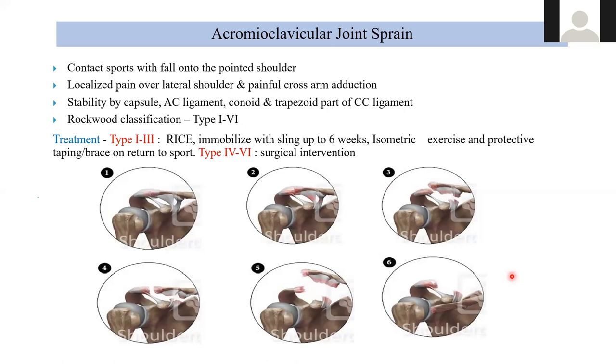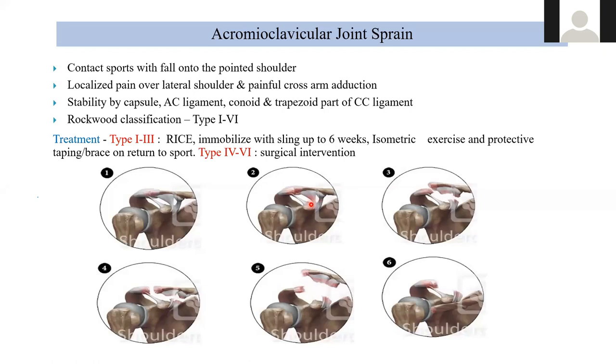So the AC joint's main stability is from the capsule and the acromioclavicular ligament, which runs between the acromion and the clavicle, as well as the coracoclavicular ligament, which comes from the coracoid. There are two parts of this ligament, the trapezoid and the conoid.